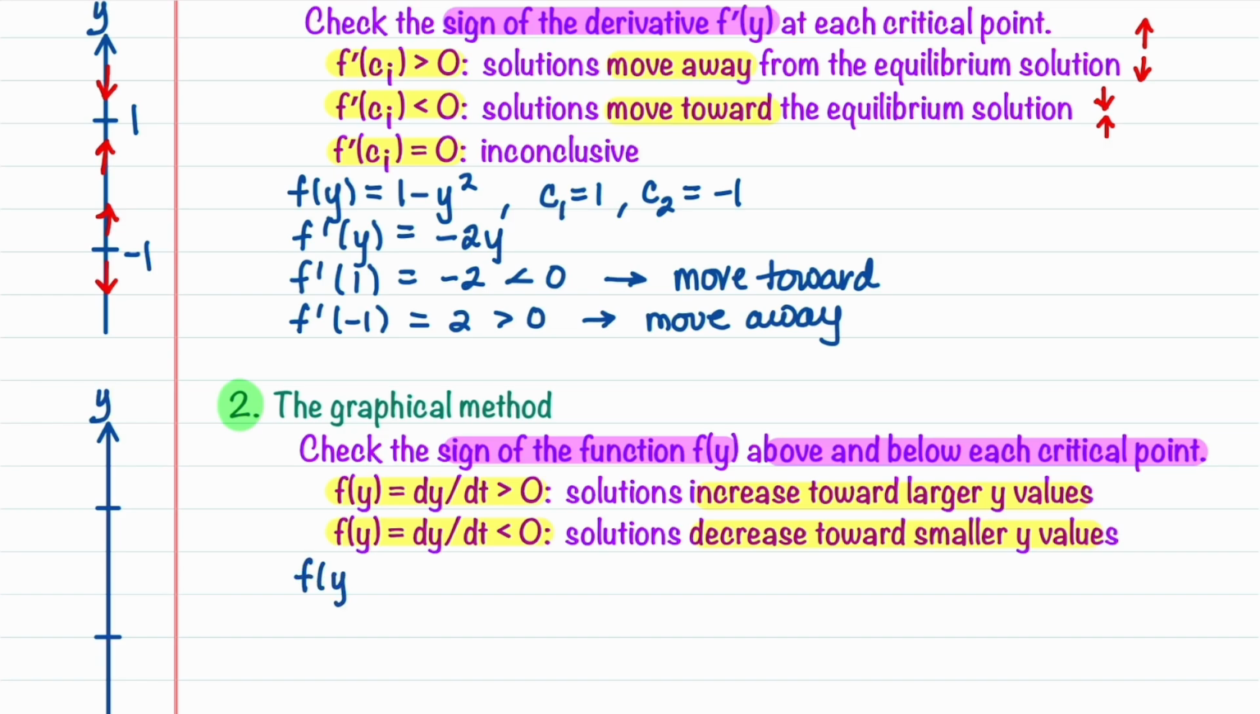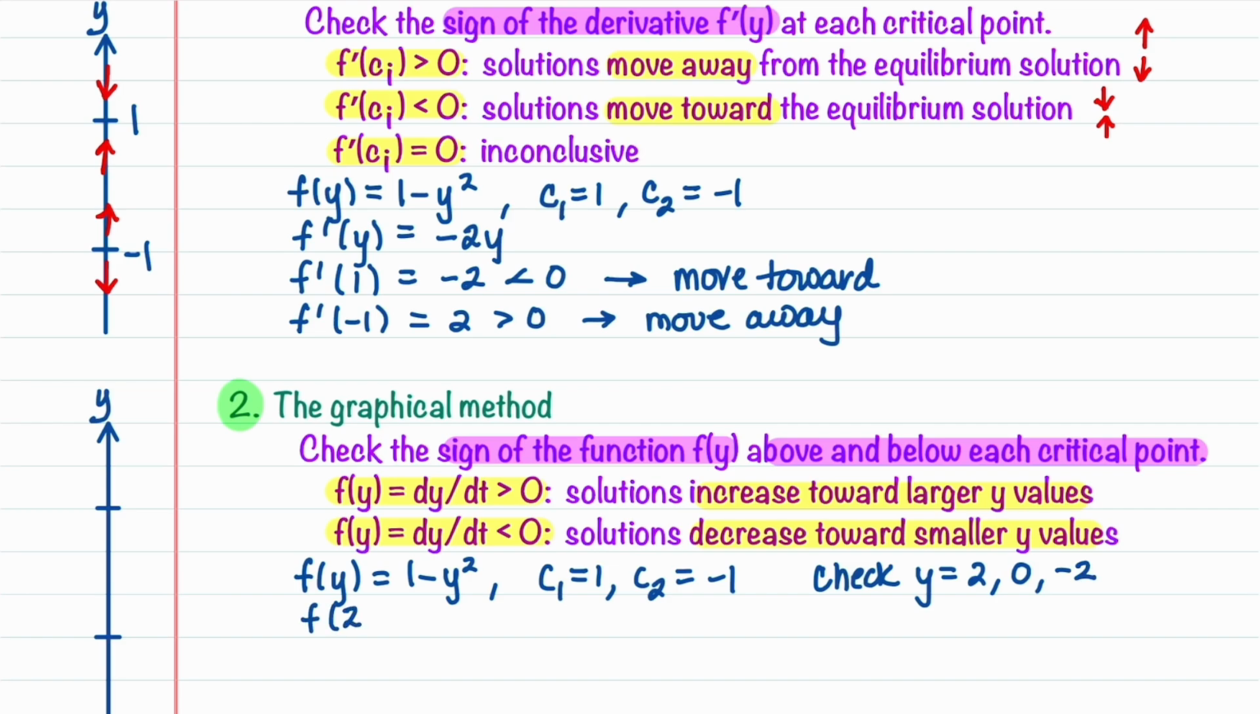We again had f of y is 1 minus y squared, and our critical points were 1 and -1. So what we have to do is check the value of our function between these 2 points. I am going to check a point that is greater than 1. So let's check y is equal to 2. And then if we pick a point between those 2 critical points, we could check 0. And then we need a point below -1. So let's check -2. F at 2 is going to be 1 minus 4, and that is less than 0.